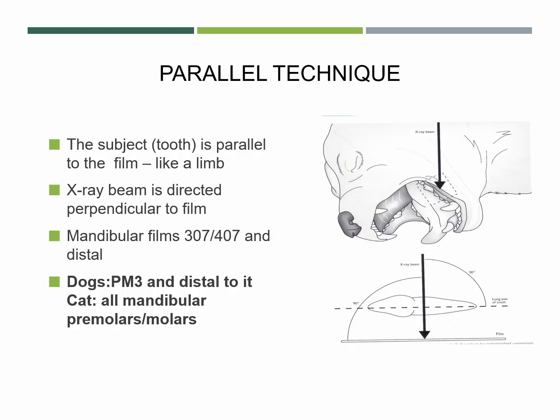Parallel technique. Let's start with that one. That one's the easiest. So the tooth is parallel to the film like a limb. This is the easiest. This translates the most to what you've already done. So you can see in this example of some premolars, because the mandible has this flexible space, we can fit a film low enough.